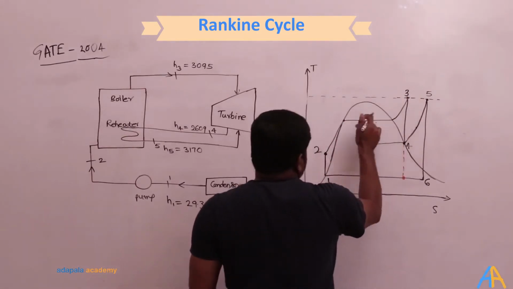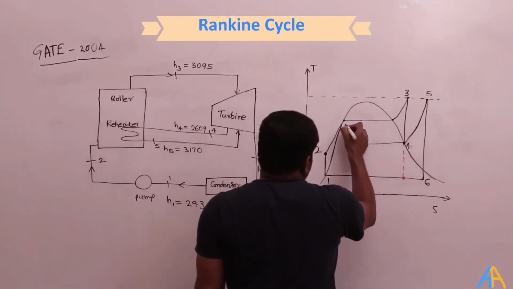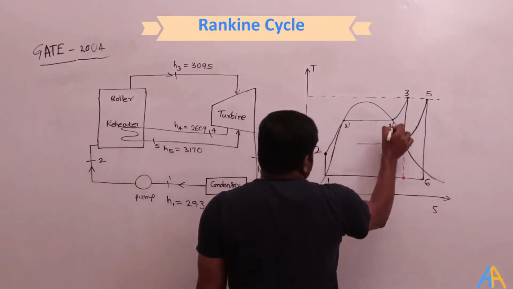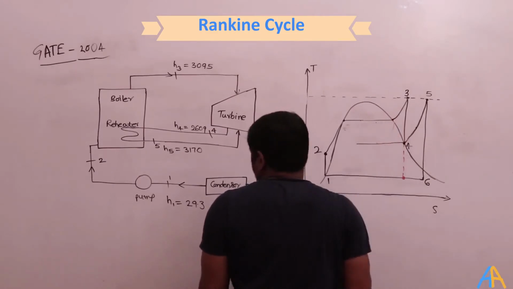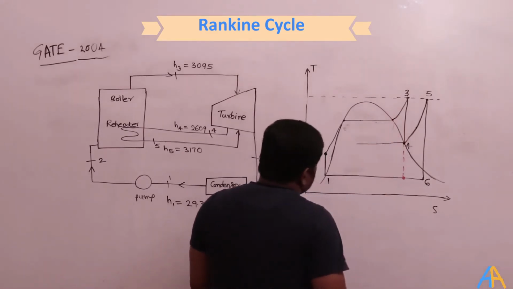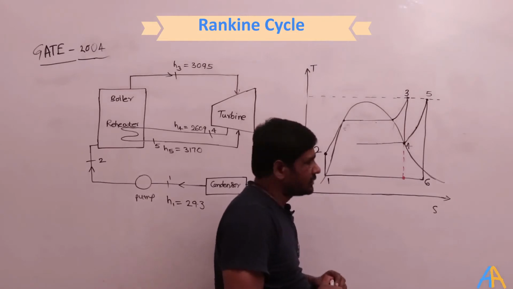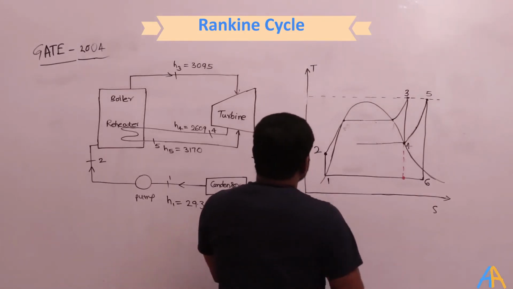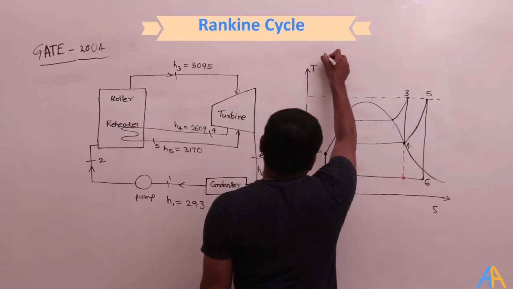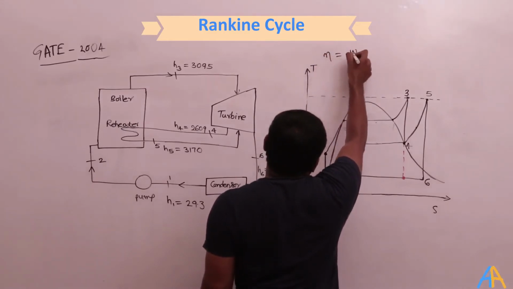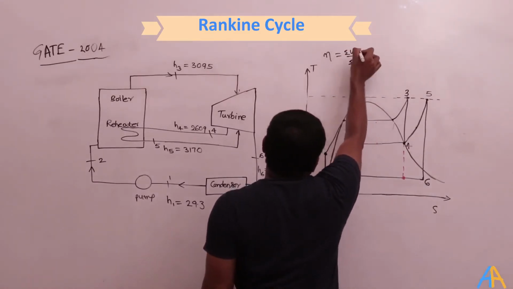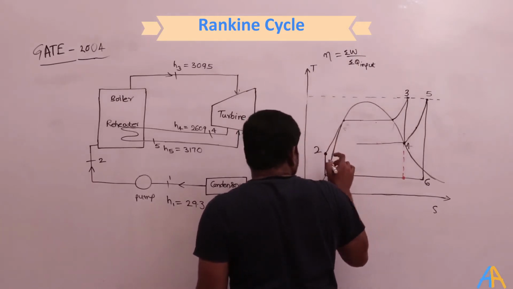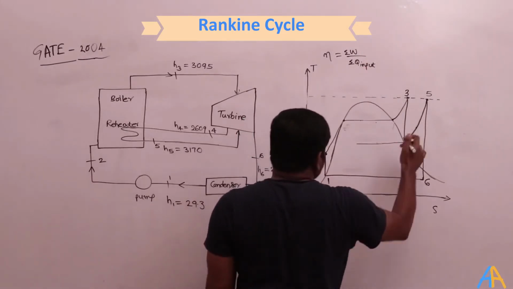In between, if you want, you can take this as 2 dash, and this can be taken as 3 dash. But anyway, these points are not required here. Pressure is also given, but there is no need of pressure here. To find the efficiency, eta equals total W over total Q input, by neglecting the pump work. How many W's are there?